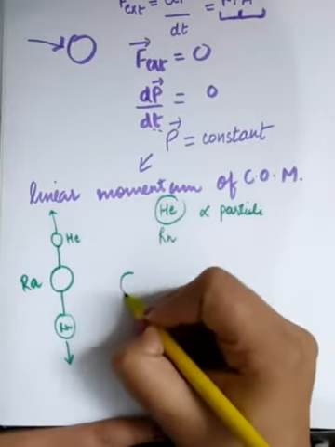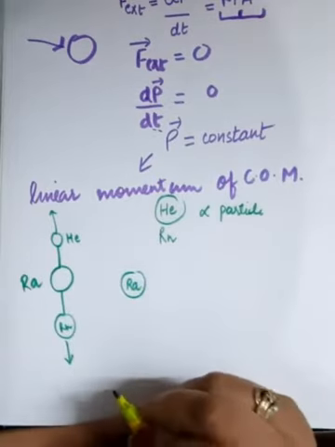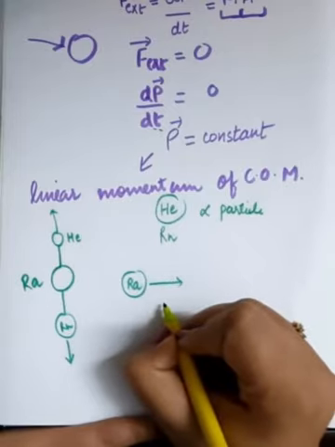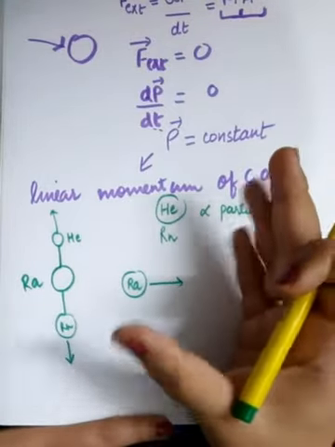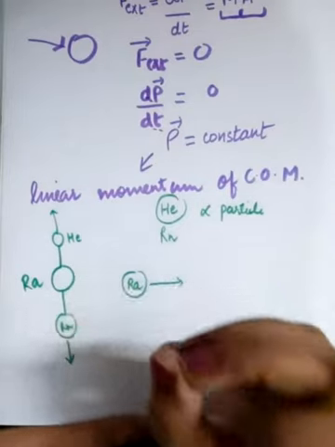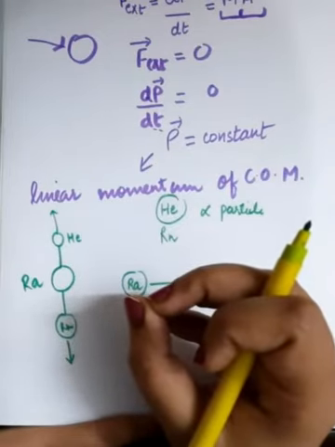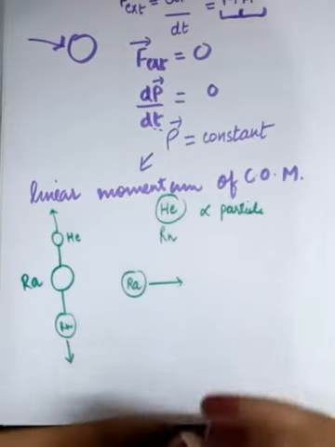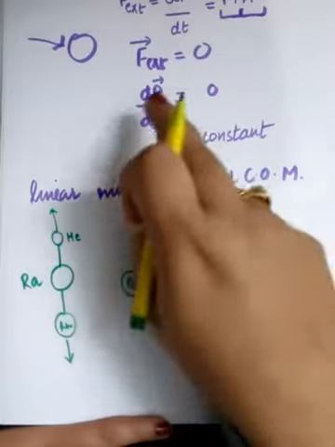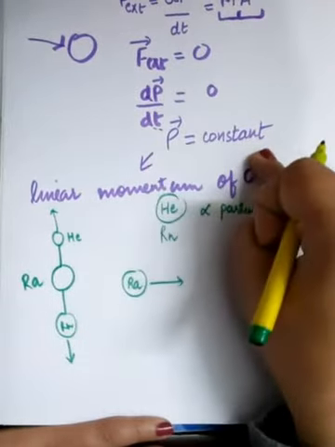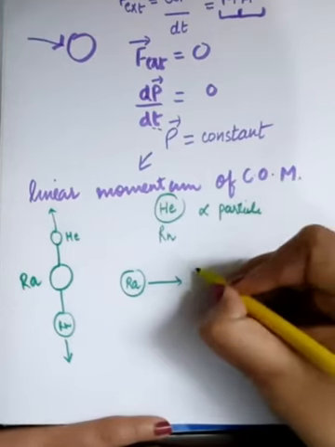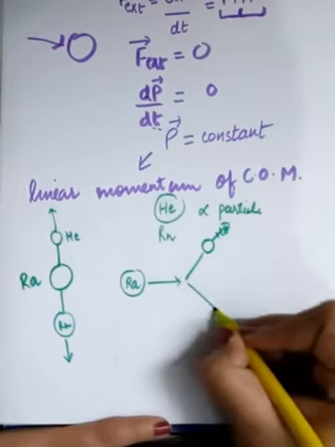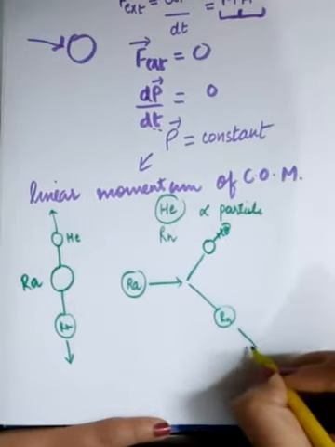Similarly, when this is the decaying nucleus radon and it is moving along this direction and then it disintegrates, again the same thing. When a nucleus disintegrates, the forces responsible for this disintegration are internal forces only and no external forces acting. So this means linear momentum will remain constant. So what is going to happen? Helium will move along this direction and radon will move along this direction.